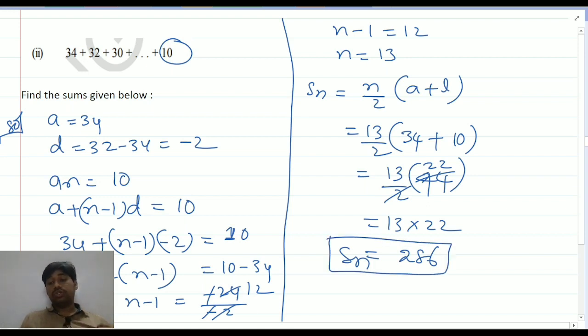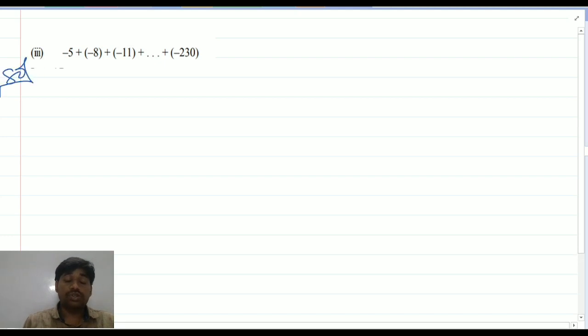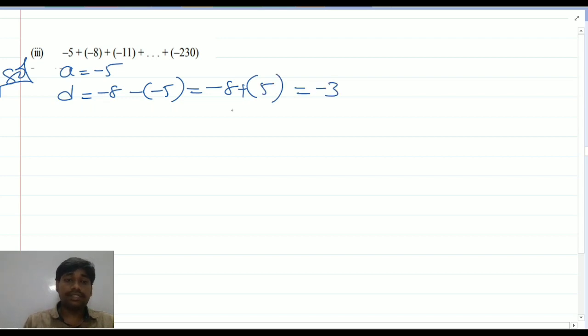I hope you are able to understand all the questions which I am explaining to you. Similar to the previous question, this one involves negative integers. We have to find the sum of the terms, but we don't know the terms. Again, the same method: a is equal to minus 5, d is equal to minus 8 minus (minus 5), which becomes minus 8 plus 5, that is minus 3.